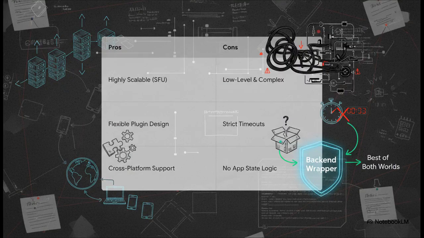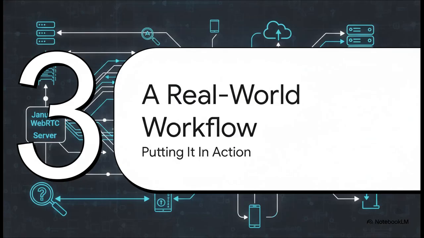This approach is brilliant because it lets you use all of Janus's strengths, like its scalability and plugins, while your backend wrapper completely neutralizes its weaknesses. The wrapper handles the complexity, it deals with the strict timeouts, and it gives you the robust state management that Janus itself doesn't have. You really get the best of both worlds. So what does this actually look like in practice? Let's walk through a real-world workflow to see how this backend wrapper completely changes the game.